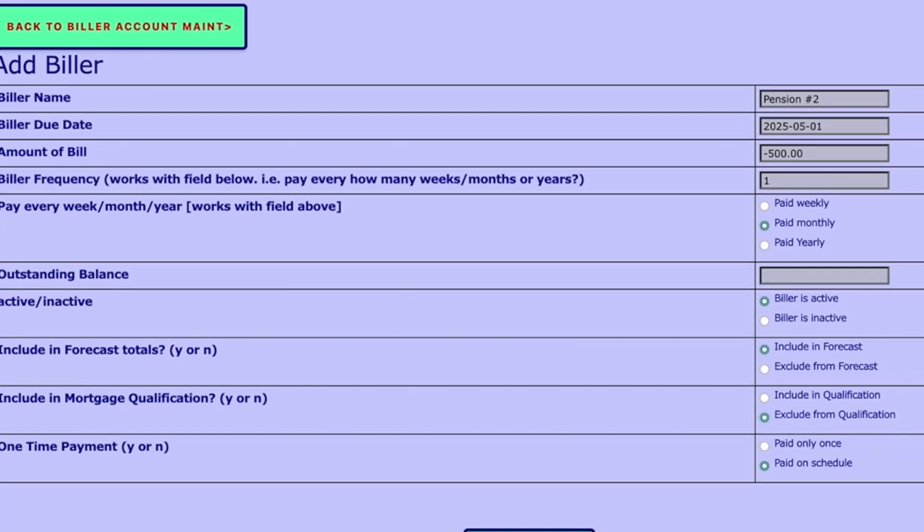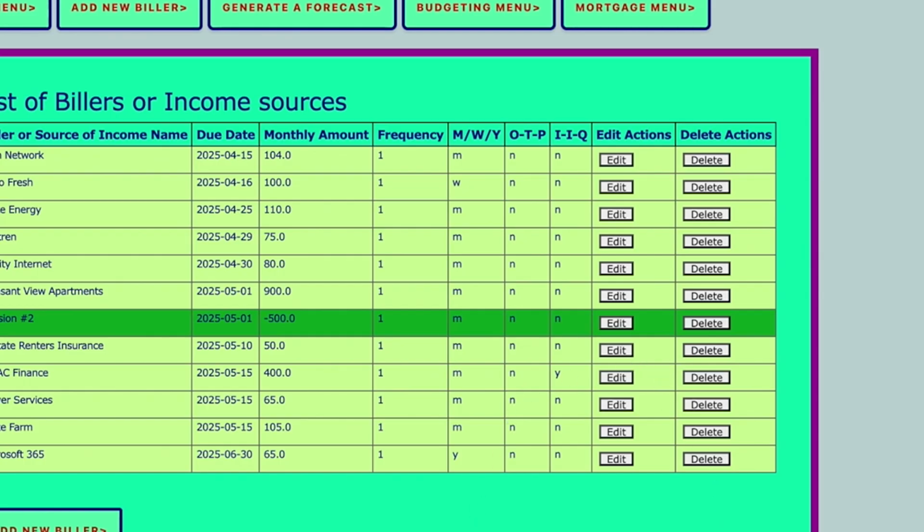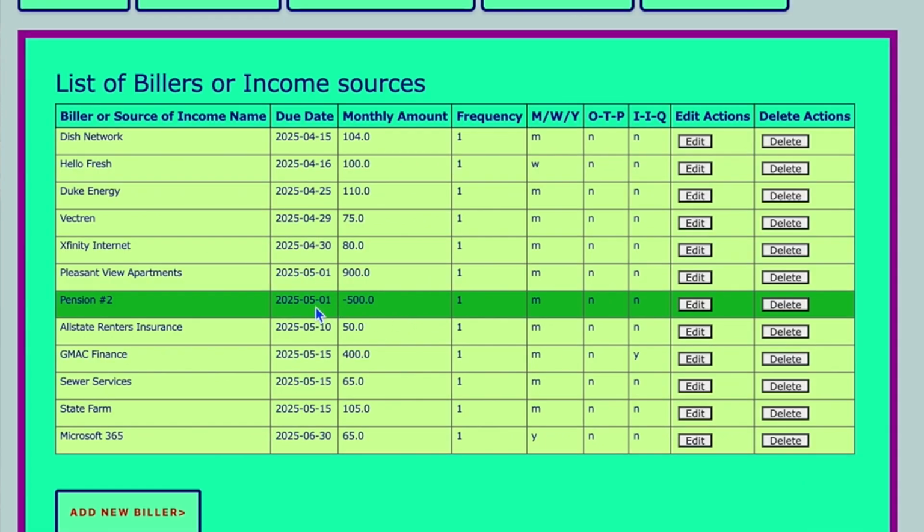So now we should have $500 a month coming in. Notice now, income highlights in green. I did that so you could easily tell: bills are in this light yellow color, and income would be in green. Now let's go ahead and click on Generate a Forecast.